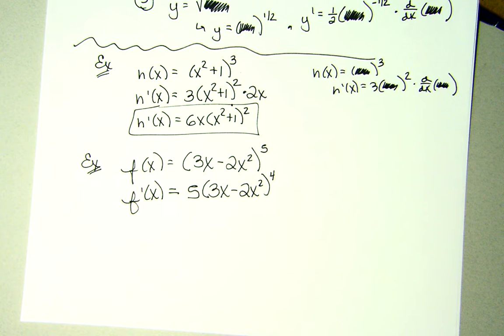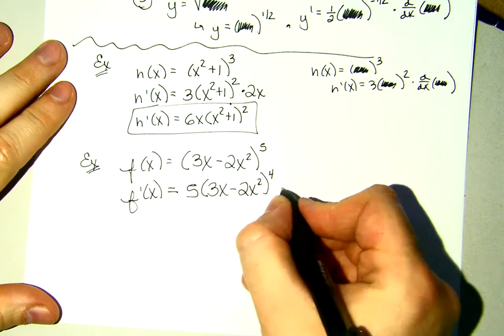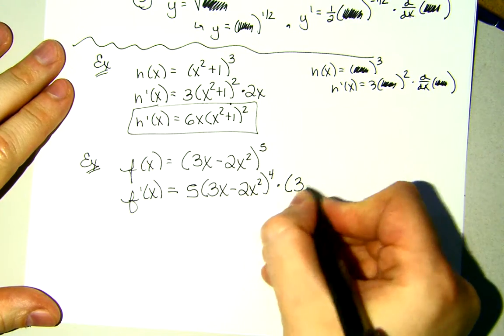Hoping you're starting with something like that. 5 times 3x minus 2x squared to the 4th. Raising your hand, who can tell me what else I need? Ryan. Times, in parentheses, 3 minus 4. Good.